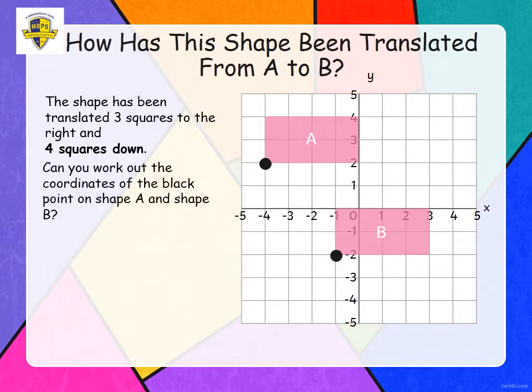I want you now to tell me the black point on A and B. What is the coordinates of the black point on shape A? Remember, first x then y. Excellent, -4 and 2. And on B it's what? Good, it's -1 and 2.